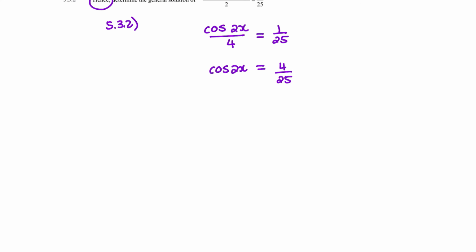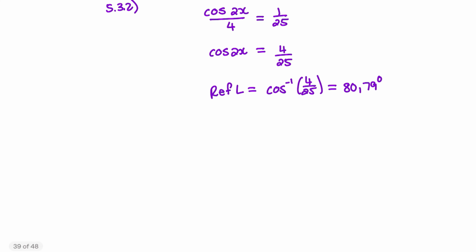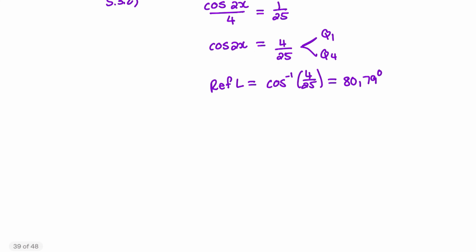Next, I'll find my reference angle. And now you can use your calculator because we need to find the general solution. So the reference angle would be 80.79 degrees. And we know that cos is positive in quadrant 1 and quadrant 4. So for cos 2x, we'll have two solutions, one for quadrant 1 and one for quadrant 4. So we have 2x is equal to 80.79 degrees plus k times 360.